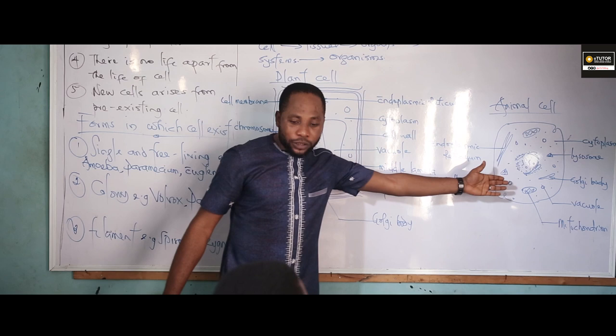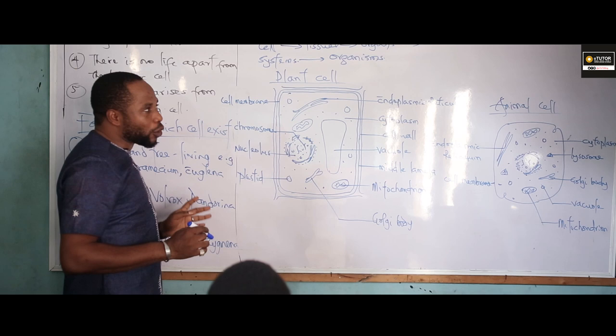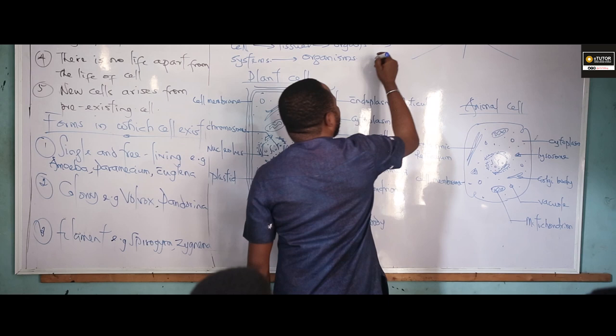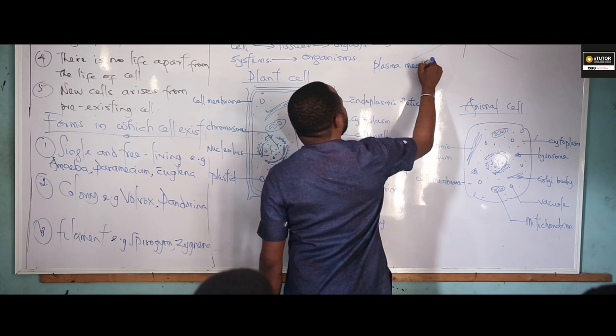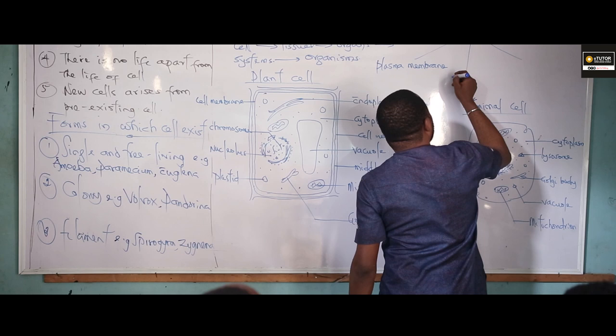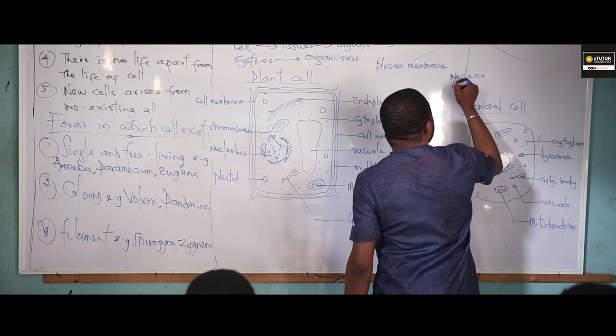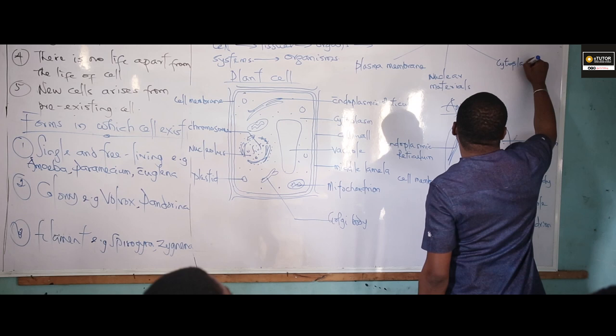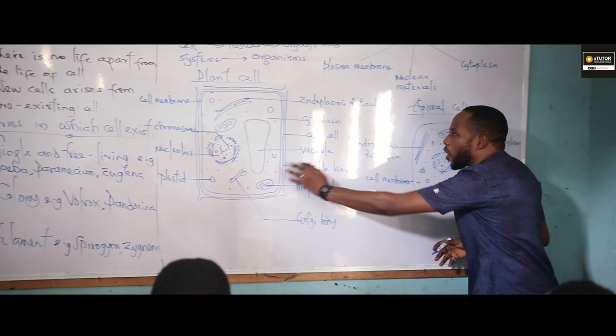For every cell, either plant or animal cell, they comprise three things. The first one is called the plasma membrane. That is the cover, the outermost layer of the cell. The second one is called nuclear material, or nucleus. And the third one is called cytoplasm. So every cell, either plant cell or animal cell, comprises these three parts.